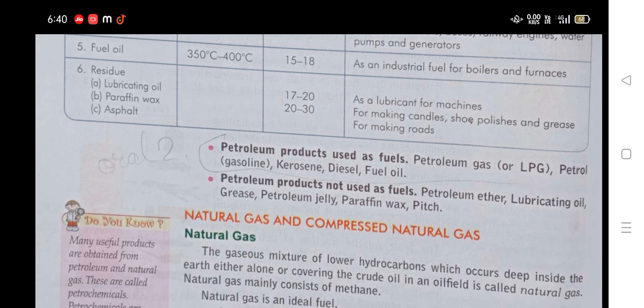Petroleum products used as fuels: petroleum gas, petrol, kerosene, diesel, fuel oils, etc. Petroleum products not used as fuels: petroleum ether, lubricating oil, grease, petroleum jelly, paraffin wax and pitch.